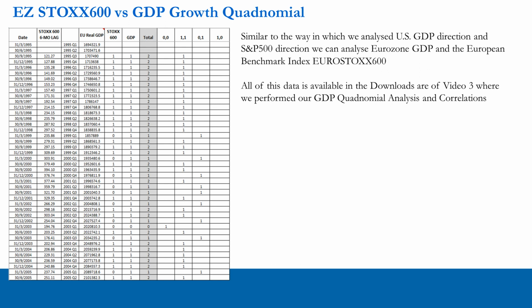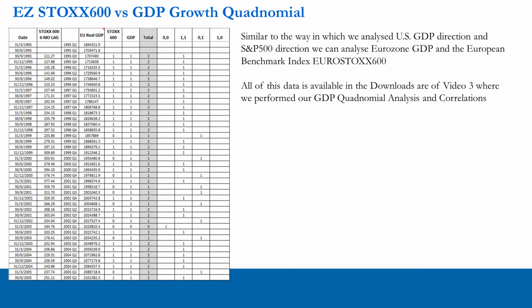All of the data is in the spreadsheets that are available in the downloads area of video number 3, where we did the GDP quadnomial analysis and correlations for benchmark indices and GDP growth in the major economic areas of the world. Now, for the sake of repetition, in this video series, we're not going to go through the explanation of exactly how we put together the whole quadnomial analysis.